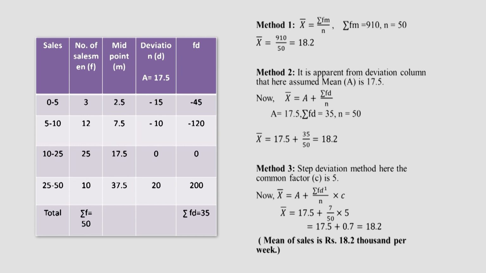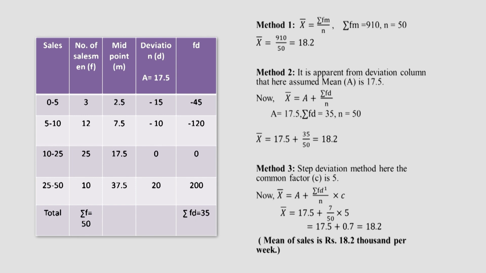7.5 minus 17.5 and the answer is minus 10. 17.5 minus 17.5 and the answer is 0, and 37.5 minus 17.5 and the answer is 20. You've got the data, right? Now as usual, what you need to do? Now this data is to be multiplied with the frequency.